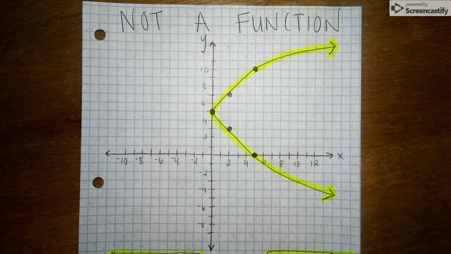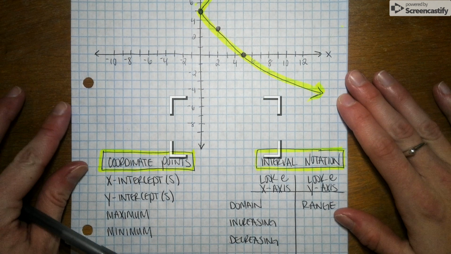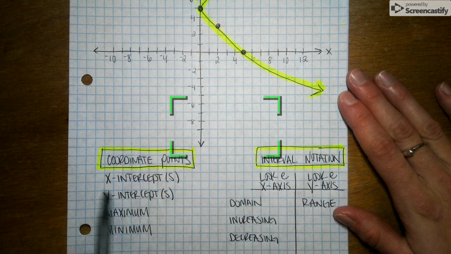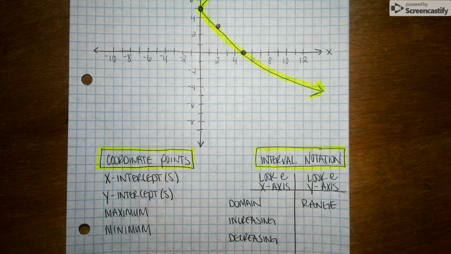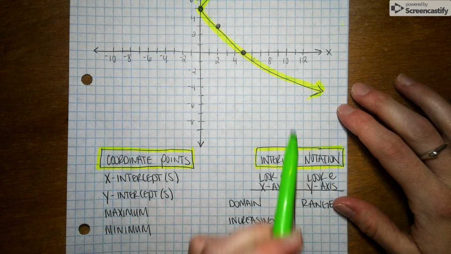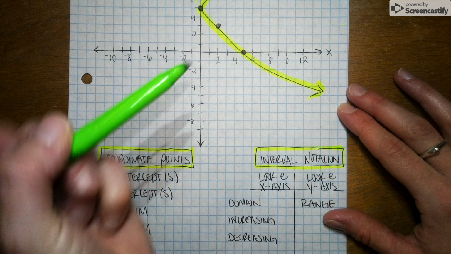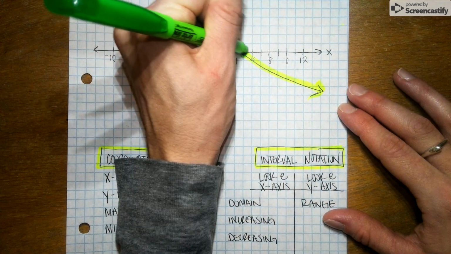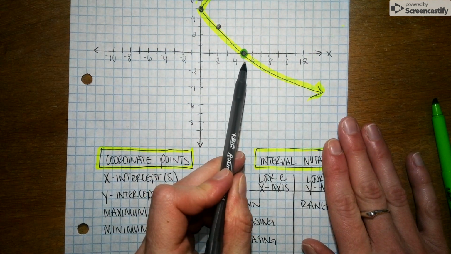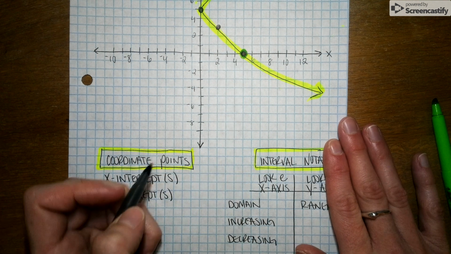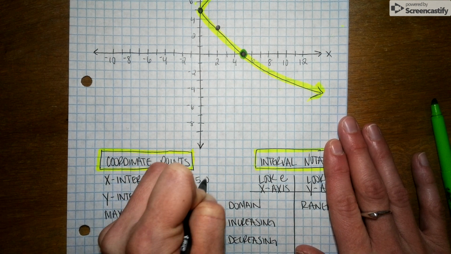All right, now that we're back, we're going to go ahead and identify the key features of this graph. So let's start with the coordinate points, and let's look for our x-intercept or intercepts. As I look above here and grab my green highlighter, I can see that this graph runs through or touches my x-axis at one particular point, and that is right here. When I look at that point, that has an x value of 5 and a y value of 0. So for my x-intercept, my coordinate point is 5, 0.